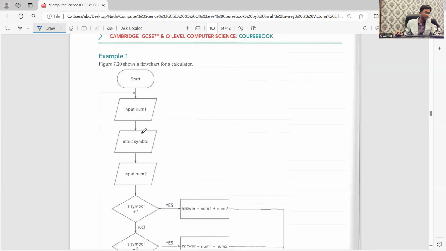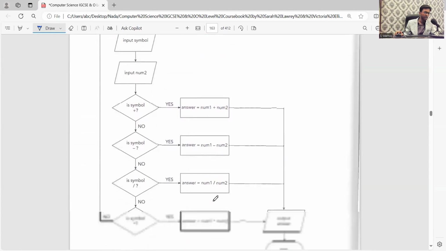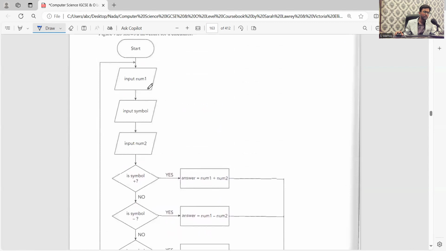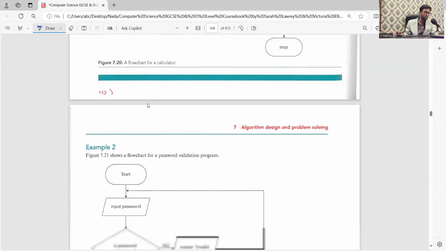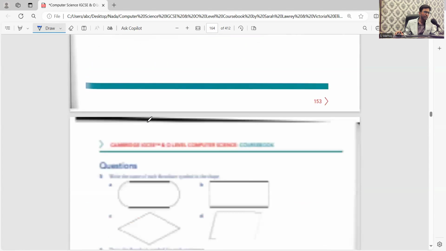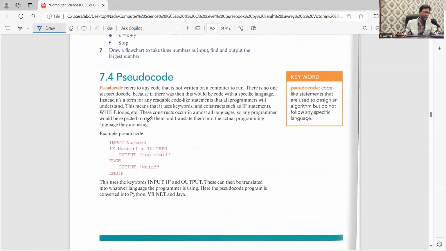Then again, here is an example of a flowchart. You can check how it is actually working, how the numbers are added, how they are being calculated. Right now, I'm not focusing on that. I'm just giving you the basic concept regarding the design areas I have right here, a flowchart and structure chart. Now I'm moving to the third category, that is the pseudocode.